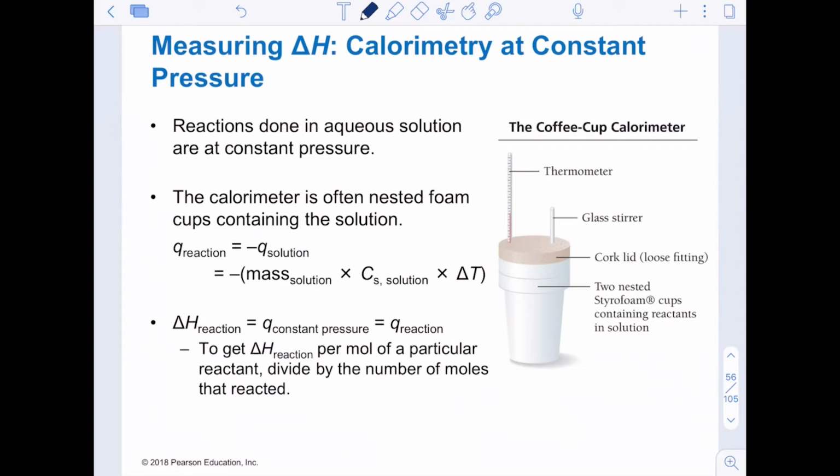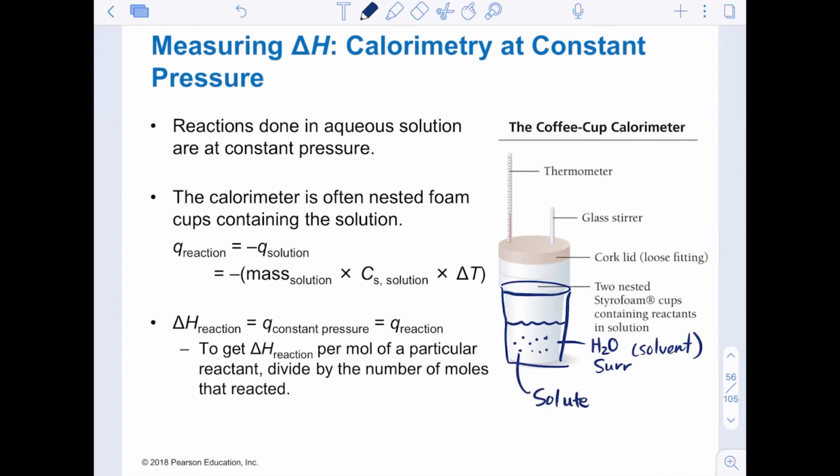But if we wanted to look at the actual inside of this cup, we would have an aqueous solution. Water is the solvent. H2O as that solvent is going to be the surroundings. The reaction particles themselves are the system, right? So we have reaction particles here. We can call that the solute, and that is going to be the reaction itself, or the system.